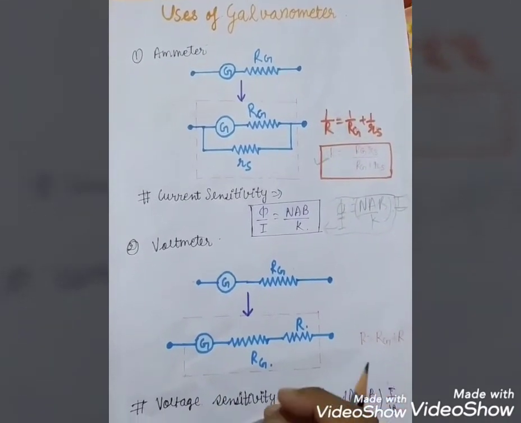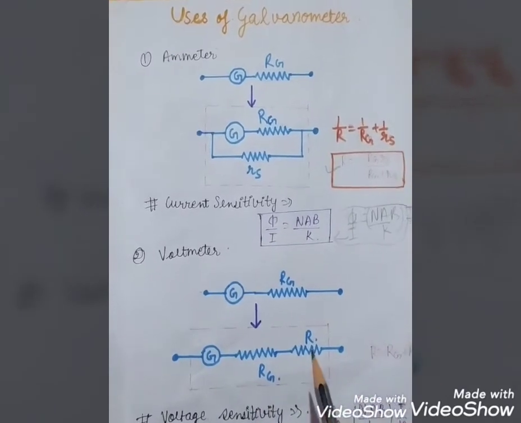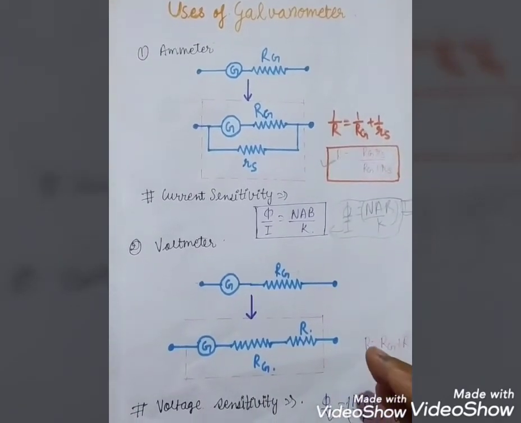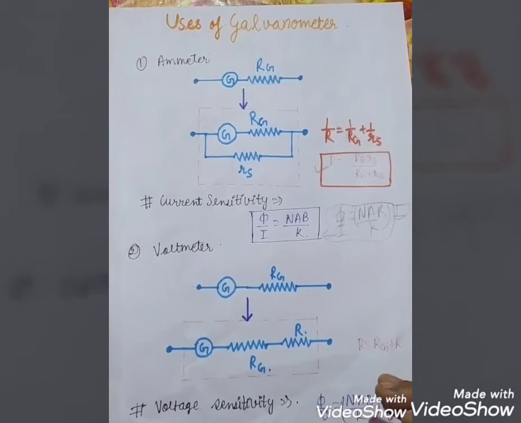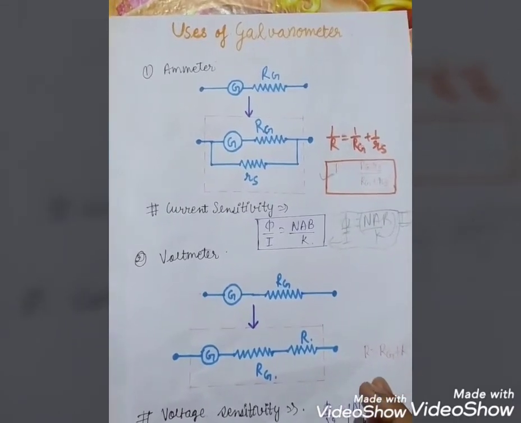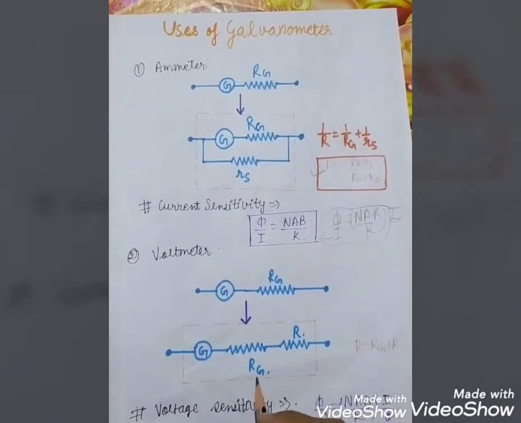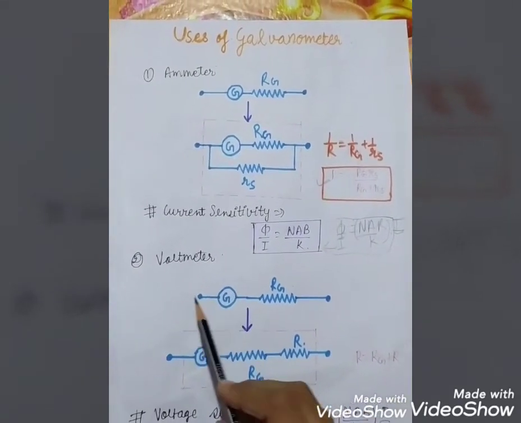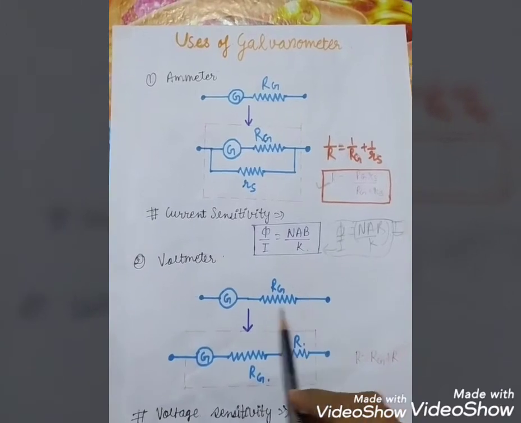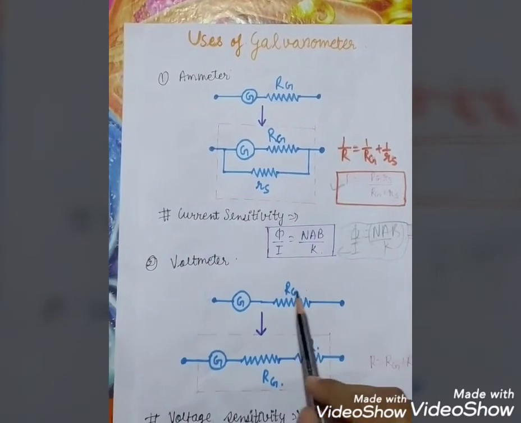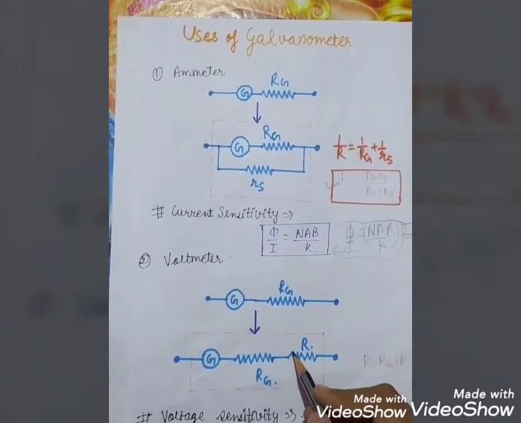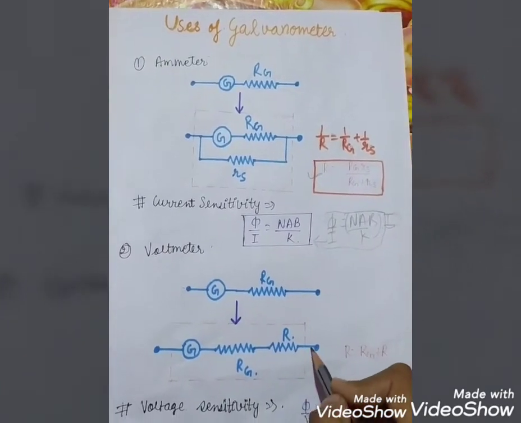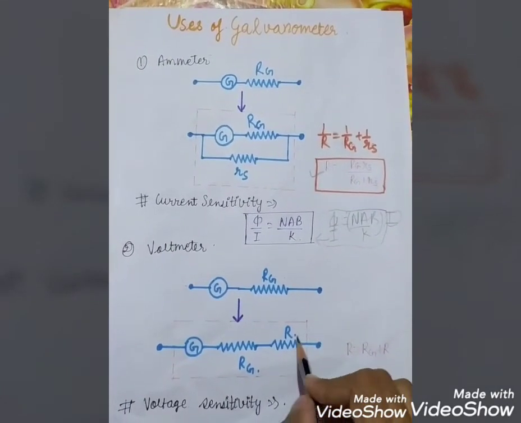So for that, what do I need to do? I want the current passing through my circuit to have a minimum value, and then I can measure the voltage across my circuit. So how can I do that? For doing that, in this galvanometer, I can simply add a very large value of resistance in series with this device.